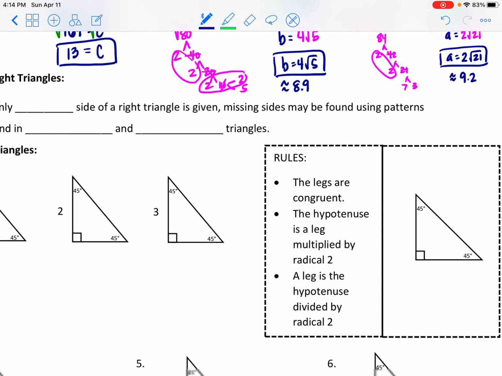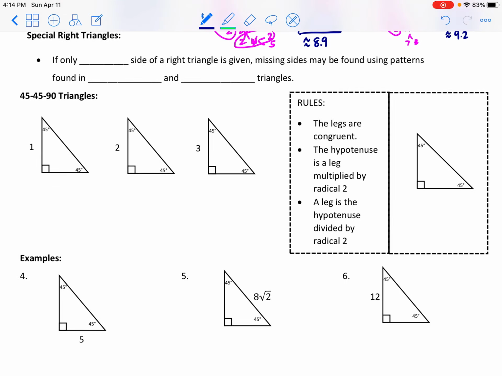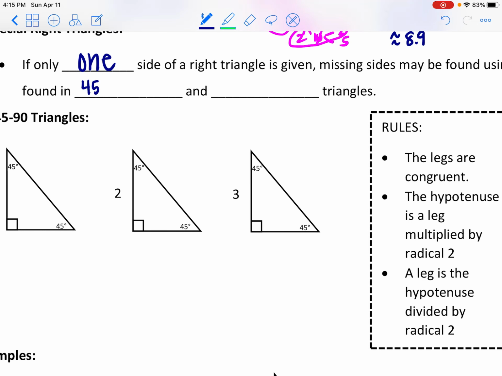Now, there are some other ways to find missing sides of right triangles that, gosh, you may not have seen since you took geometry in high school. So if we have what we call a special right triangle, then we can actually find the missing sides knowing just one of them. Now, we also have to know it's a special right triangle, meaning it's got special angles in it that create patterns for us. So if only one side of our right triangle is given, then the other two missing sides might be something we can find using the patterns found in special right triangles. And the special ones are those that have 45, 45, and 90-degree angles.